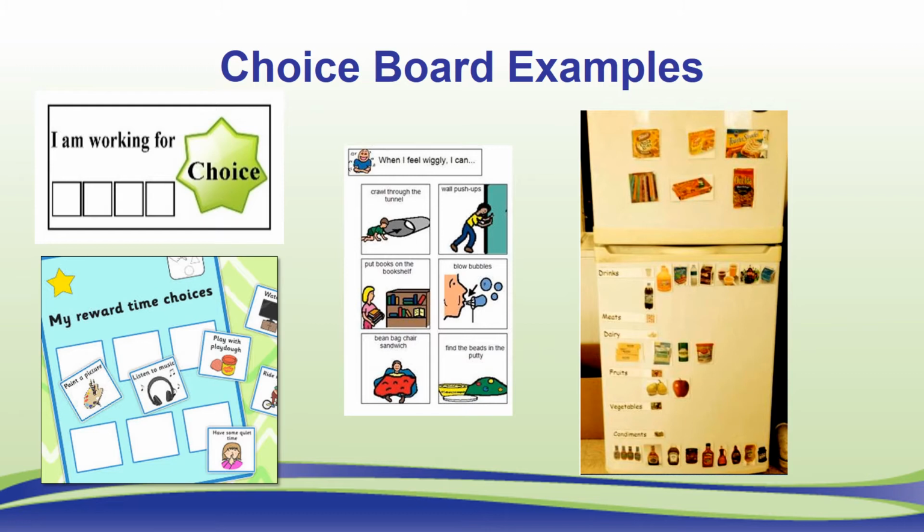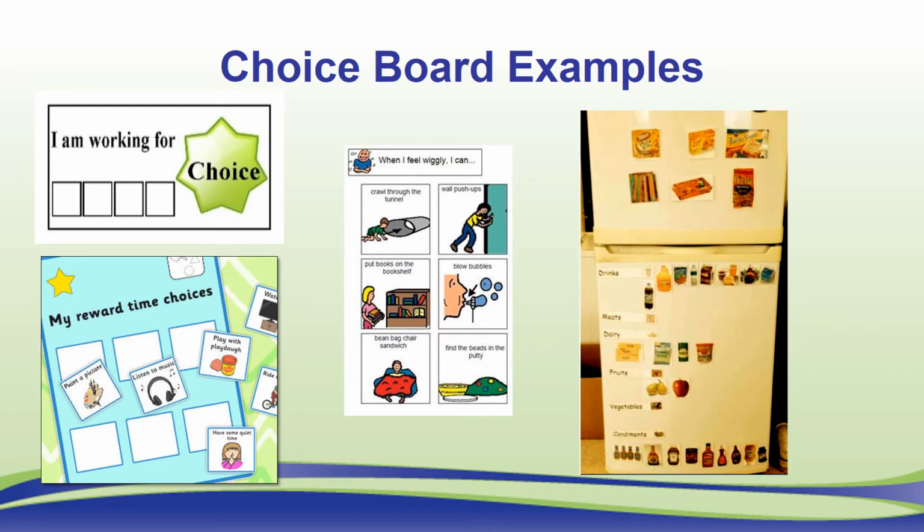Determine what types of choices you'll give and how many choices will be placed on the board. You can start with a small amount if the child has difficulty making choices. Initially, you should limit the number of choices and then gradually add choices once the child has had success in completing activities.